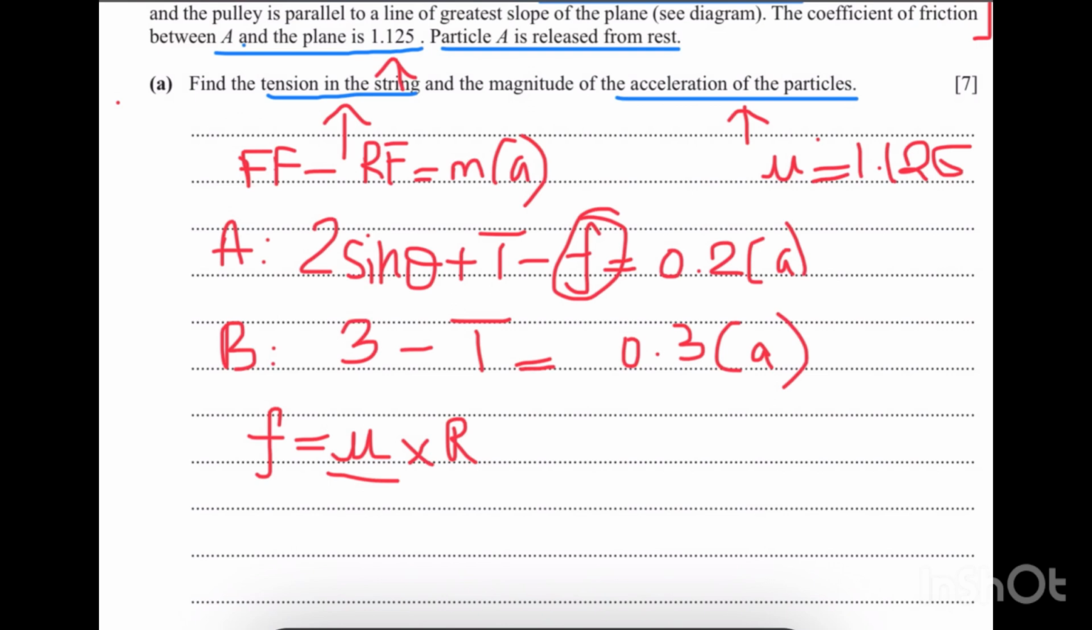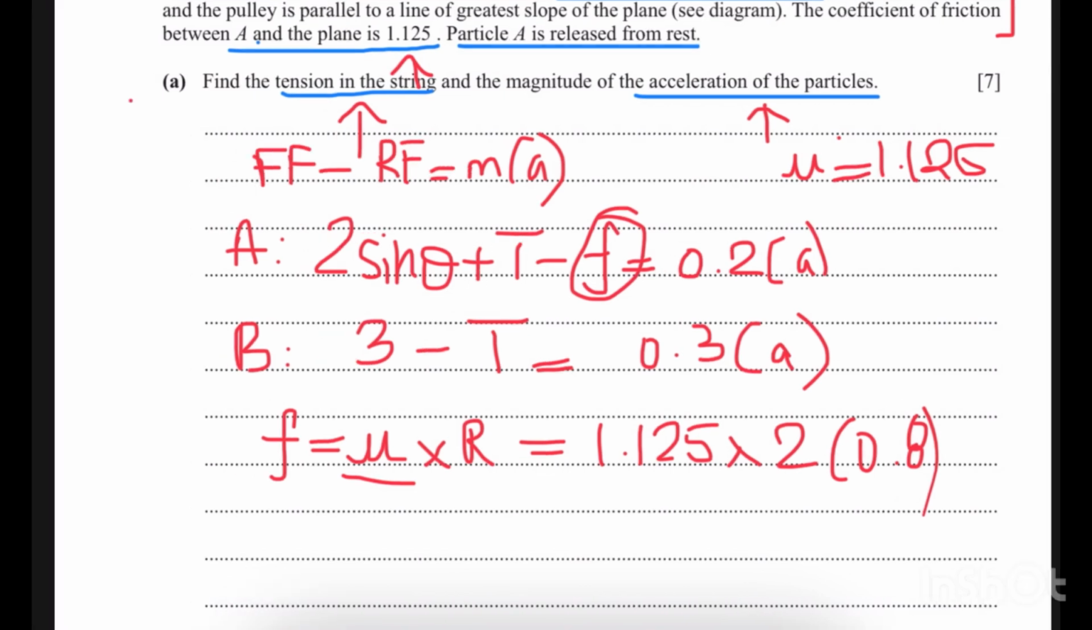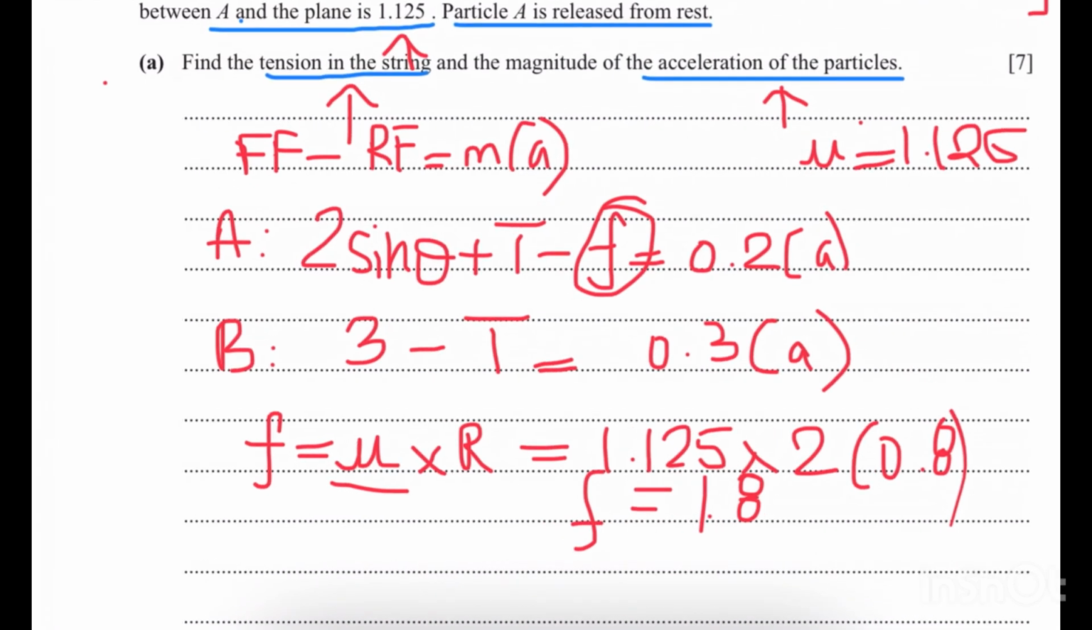So we have the value of cos theta. So now we can find out the value of friction, which is mu 1.125 times 2 cos theta, where cos theta is equal to 0.8. And this is equal to 1.8. So we have the value of friction, which we can use for A. So these two are simultaneous equations. So we have plus T over here and minus T over here. So these can be cancelled.